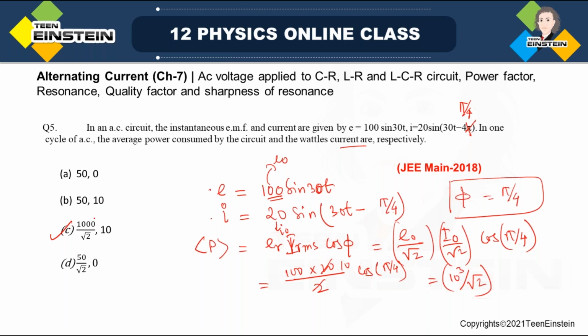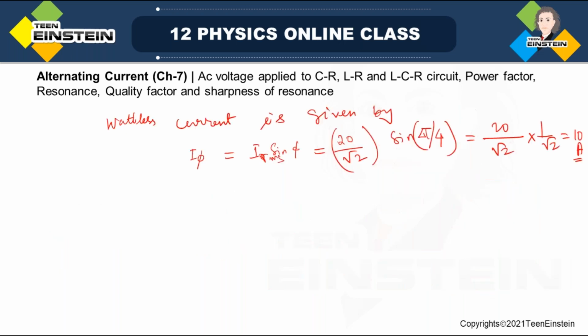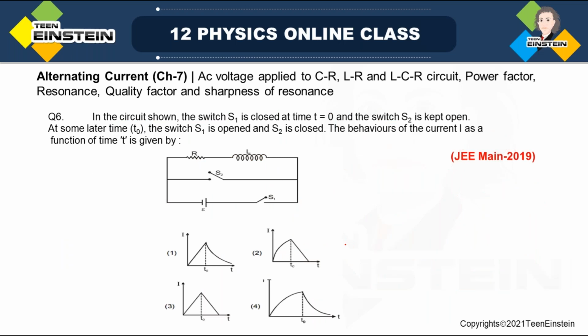So look here, in ampere, this is 10 ampere and average power is this one. So option C will be the correct answer. I hope you understand this. It is very straightforward and you can do it. Now we'll move on to the last problem for today's session.